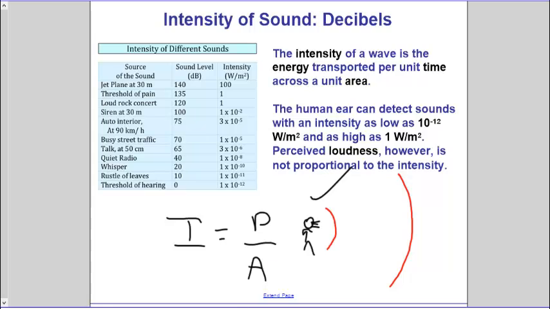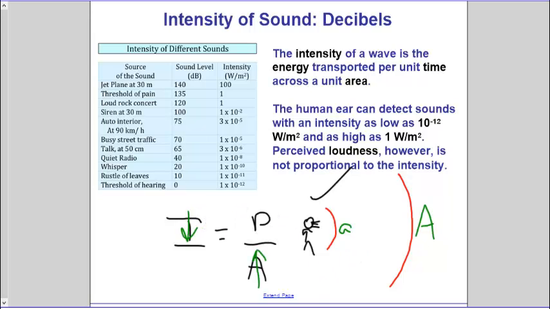So this is a small area. It will be intense at that location. So if I'm standing at that location, it will be loud. Out here we have a large area. It's spread out over a larger area. Therefore, it won't be as intense. If we increase the area, we decrease the intensity.